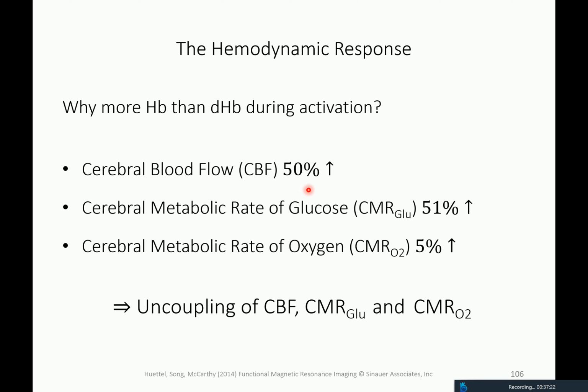So the question is now, okay, BOLD signal goes up when there is energy demand, when there is neural activity. But why is this the case? And the answer is that there is an uncoupling of cerebral blood flow and the cerebral metabolic rate of glucose and oxygen. So what are these things? Cerebral blood flow is just how much blood flows through a certain area of the brain. And during activation, the cerebral blood flow goes up. This is what we would expect from everything that we discussed previously. So more blood rushes into something.